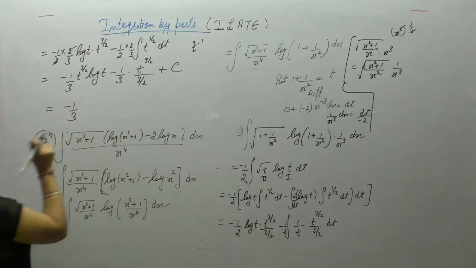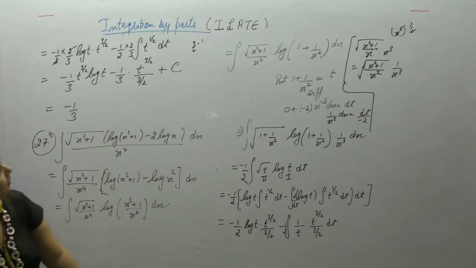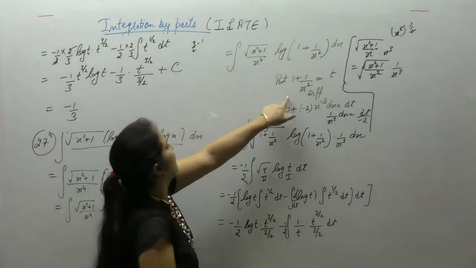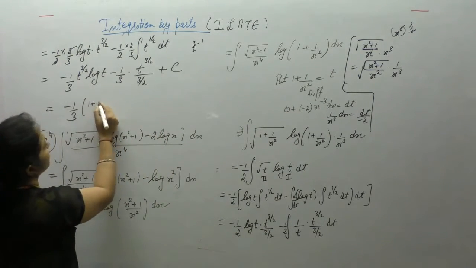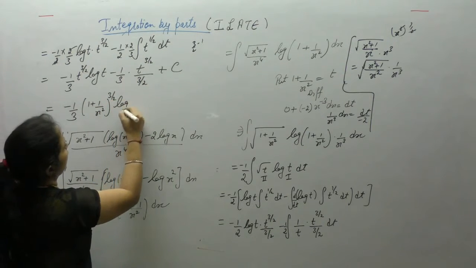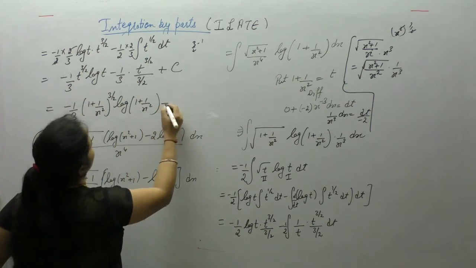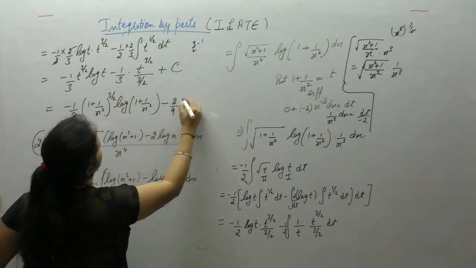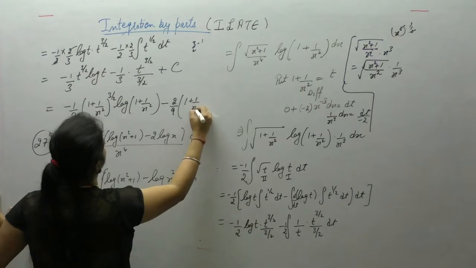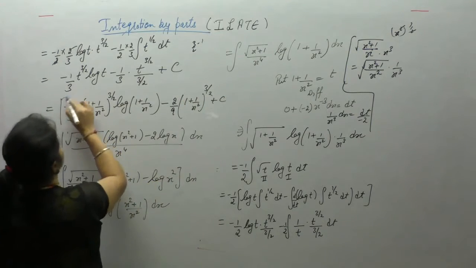Put the value of t here. What is the value of t? T is 1 upon 1 plus x square. So, 3 by 2 log of t, 1 upon 1 plus x square, minus 2 by 9 t power 3 by 2 plus c.